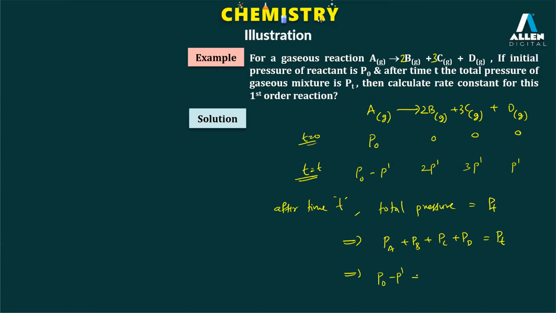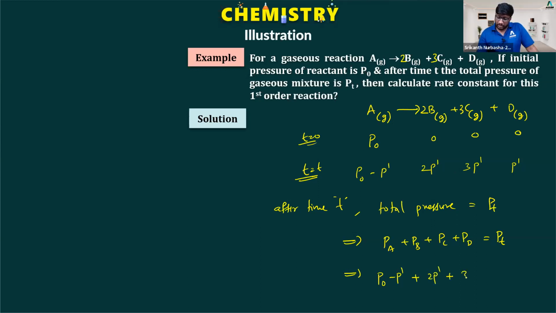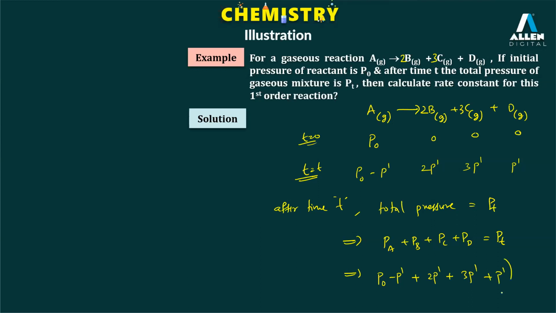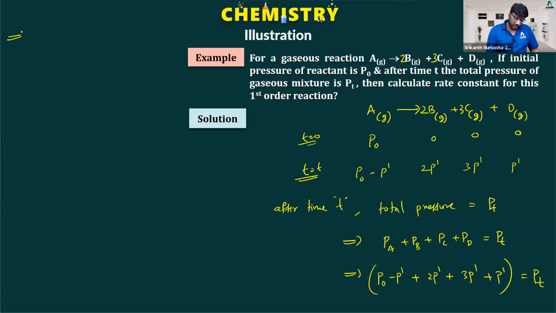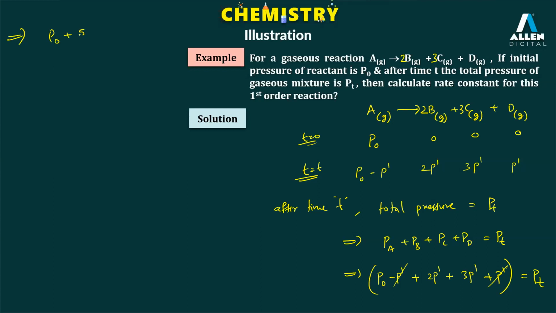P naught minus P dash. Pressure due to B is 2P dash, and due to C is 3P dash, plus P dash. So the total pressure is equal to P naught plus 5P dash. I can write this as minus P dash plus 5P dash, which gives P naught plus 4P dash... that is, P naught plus 5P dash is equal to Pt.